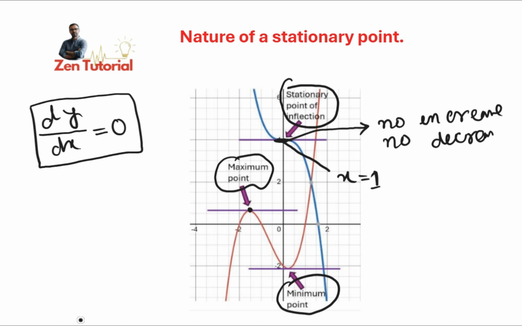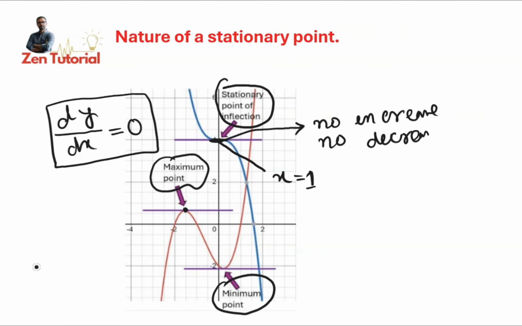A zero gradient doesn't tell us everything. We need to determine the nature of that stationary point. Indeed, there are actually 3 possibilities. The very first: imagine climbing a hill, you go up, reach the top, then go down. It means the slope before was positive and after it is negative.